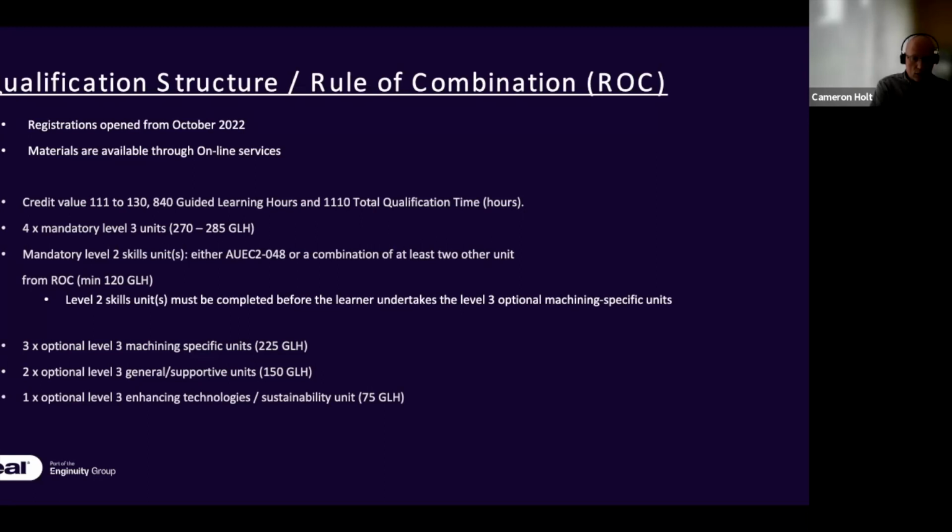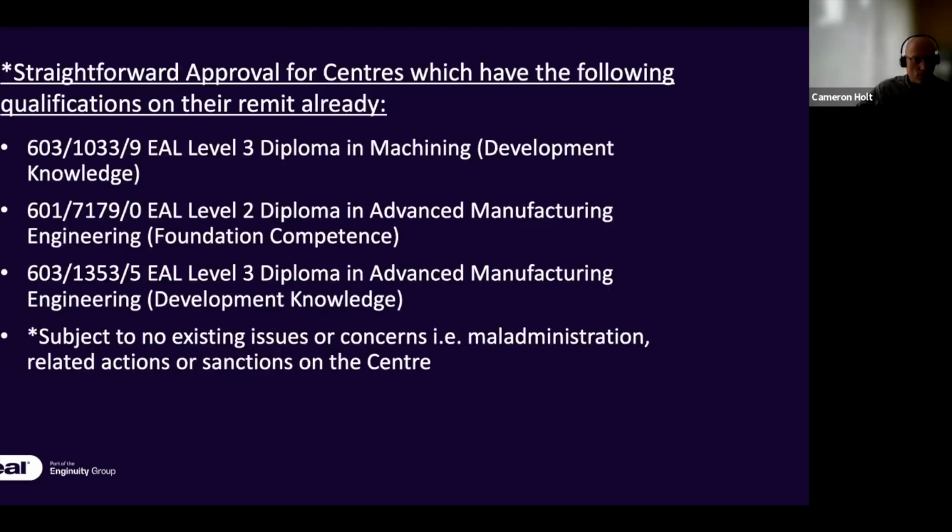The level 2 skills units must be completed before the learner undertakes the level 3 optional machining skills units, for fairly obvious reasons. We've then got 3 optional level 3 machining skill specific units, and we'll look at them. 2 optional level 3 supportive general units, and then 1 at level 3 in what we've termed enhancing technologies or sustainability units. Could you move on to the next slide, please, Rob?